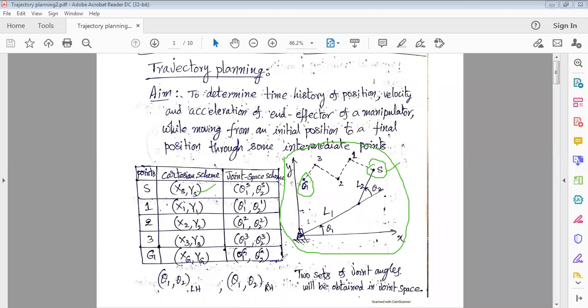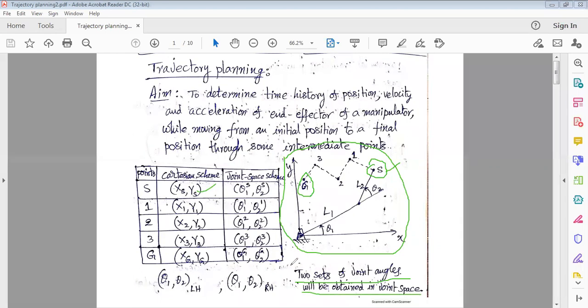In case of joint space trajectory, there are two solutions possible, either left side or right side. On the left side we have theta 1, theta 2 values, and on the right side again we have theta 1, theta 2 values. So these two are different solutions. There are two sets of joint angles that will be obtained in joint space.